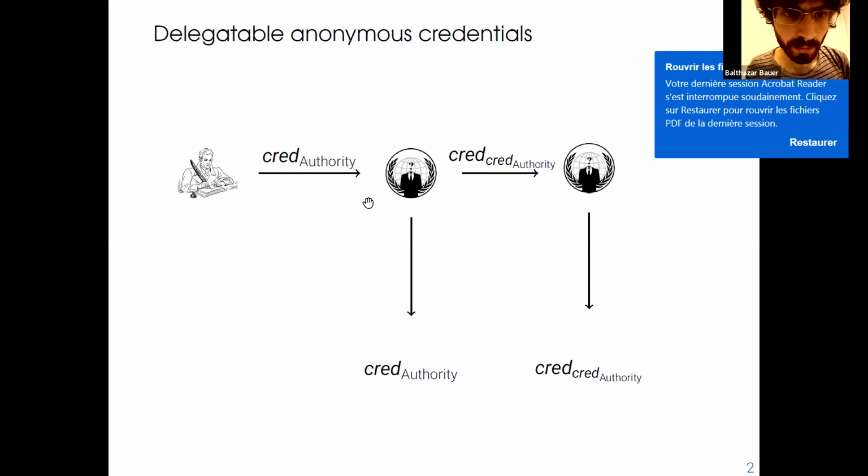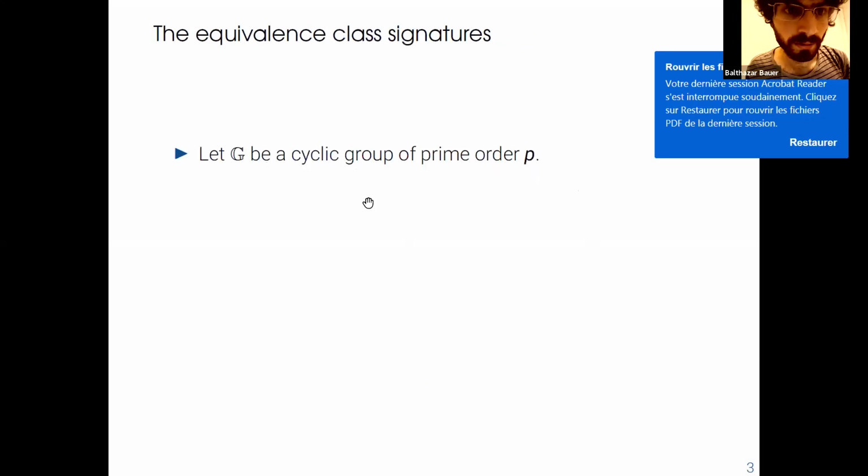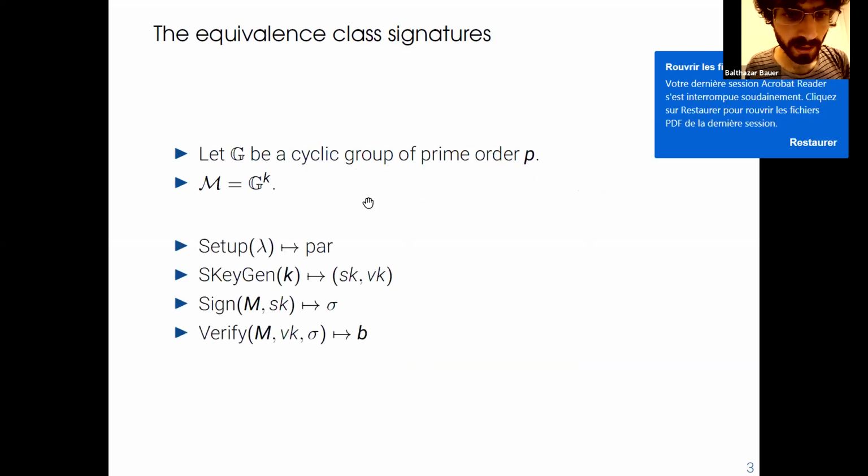And to build such a primitive, many works are using equivalence class signatures. This primitive is very analogous to standard signatures, except that in this context, the messages are vectors of group elements. And when someone signs a message, they do not sign only one message, but a whole class, the class of this message. What do I mean when I say that?